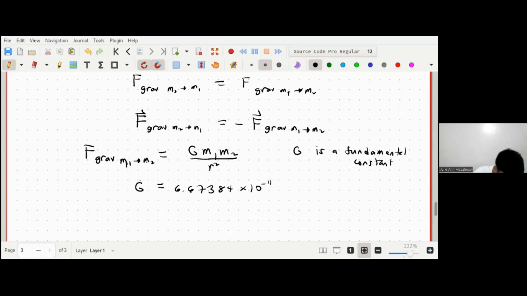Ngayon, check natin yung units. Dapat Newton to. Tapos yung G, hindi natin alam yung units. Ang mass in kilogram, so kilogram times kilogram. Ang distance ay meter square.